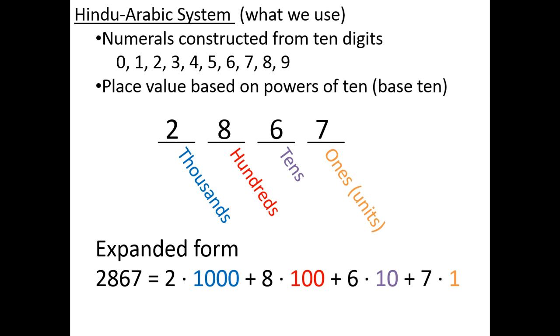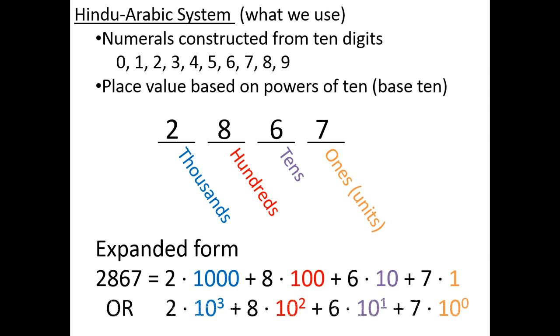And knowing that these powers of 10 can also be represented using exponents, we could write expanded form in another way as 2 times 10 to the third power plus 8 times 10 to the second power plus 6 times 10 to the first power plus 7 times 10 to the 0 power. Remember, anything to the 0 power is equal to the number 1. So we can take any number in our base 10 number system, and we can represent the value that is being shown by each of the separate digits and how those values combine to give us the value of the entire number.